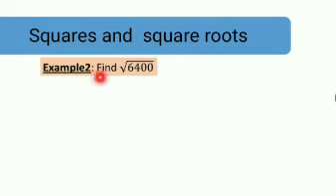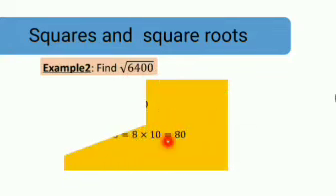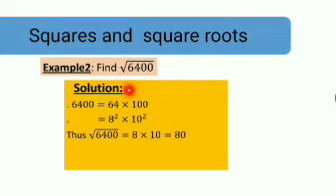Example 2: find the square root of 6,400. Now let's see how this one will go. The solution: you know 6,400 is the same thing as 64 multiplied by 100. Now 64 is the same thing as 8 multiplied by 8. Then 100 is the same thing as 10 times 10, which is 10 raised to the power of 2.